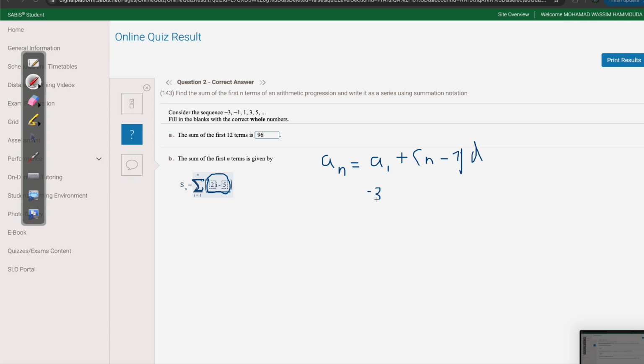And then we're just gonna substitute -3 plus n, which in this case is i, minus 1, times 2. And then we're going to simplify. -3 plus 2i minus 2. You're going to get 2i minus 5.